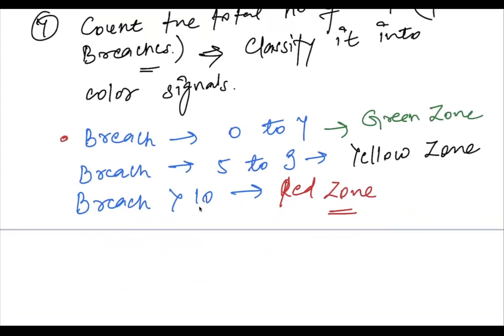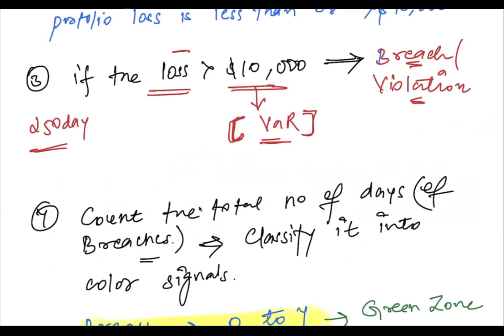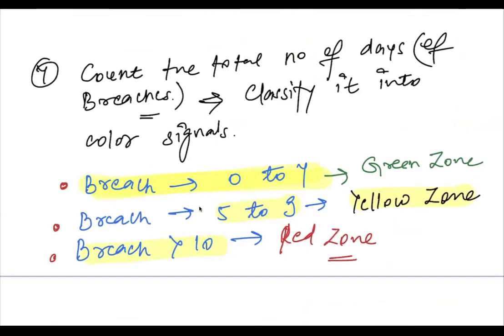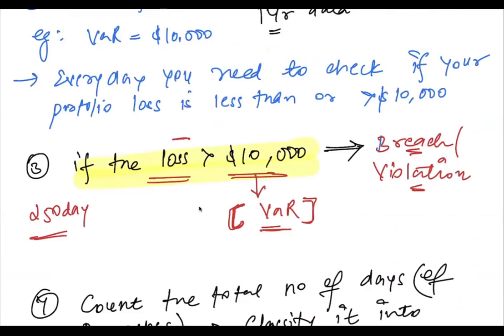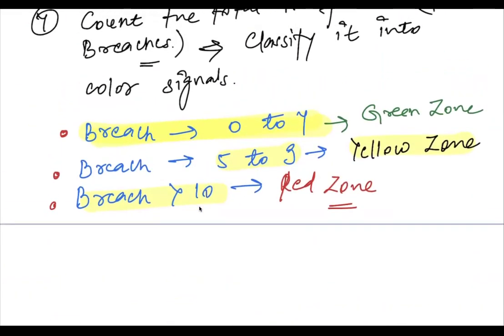So what does this mean? If your breaches are between 0 to 4 days, meaning there are only 0 to 4 days wherein your loss was greater than your value at risk number, it is considered the green zone. Similarly, if the total number of breaches is between 5 to 9, it is considered the yellow zone. What is a breach? Always remember, a breach is nothing but a loss greater than the value at risk number. This $10,000 is just an example. It can be 20,000, 30,000, or whatever. If the breaches are 10 or more, it is in the red zone.